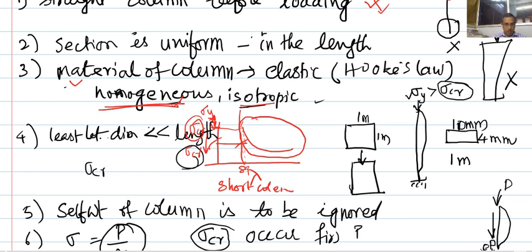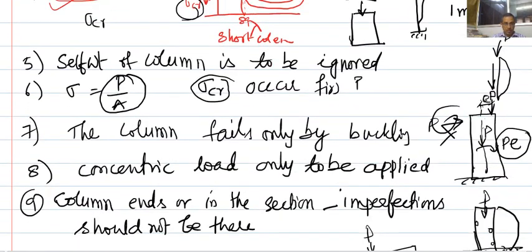Now, again, the least lateral dimension should be much less than the length, fine, that is for the designer to choose, that is okay, you can follow this. The fifth one, self-weight of columns to be ignored, fine, I can ignore it, but sometimes if you take a huge column, the weight is very heavy. If you take a concrete column, the weight is much more than your live load. And the sixth is that FCR, the critical stress, must occur before the normal stress, fine, that may occur.